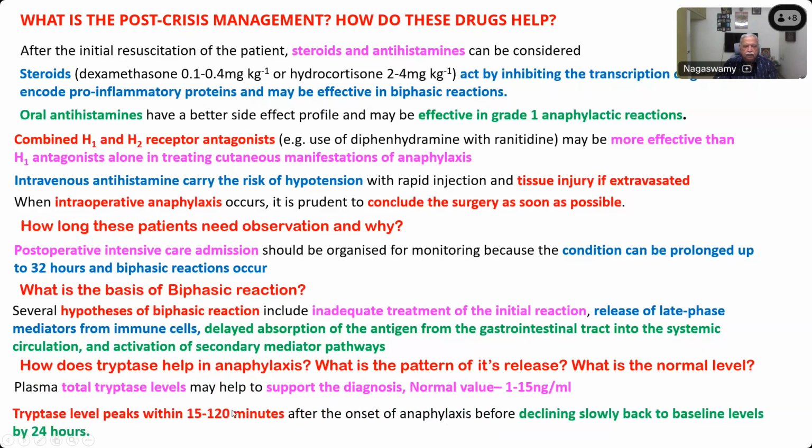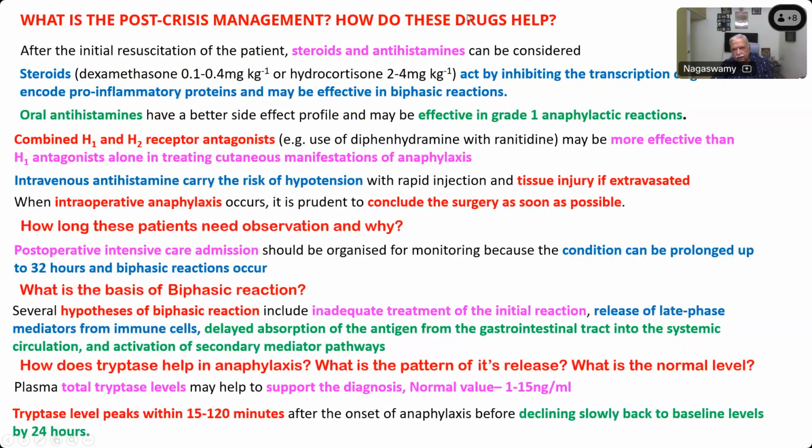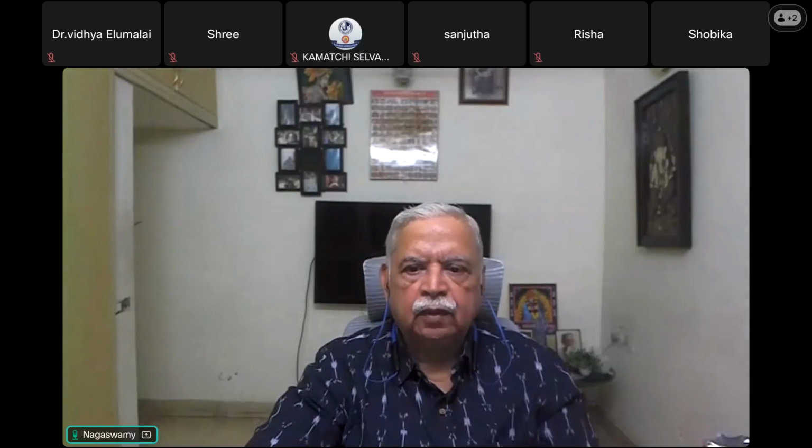So you must take a sample if you are diagnosing anaphylaxis within 2 hours of the occurrence of the anaphylaxis, so that you have the maximum level of tryptase present in the blood. The normal value is only 1 to 15 nanograms. It will rise several fold, like your cardiac enzymes rising in myocardial ischemia. This will also increase several fold, which will be the method to prove that it is an anaphylaxis. Okay, so that is the thing that we have to remember.